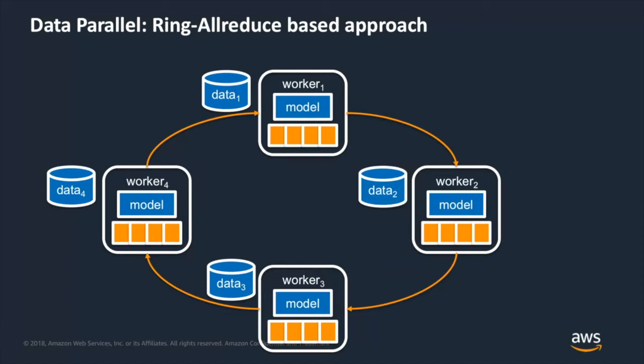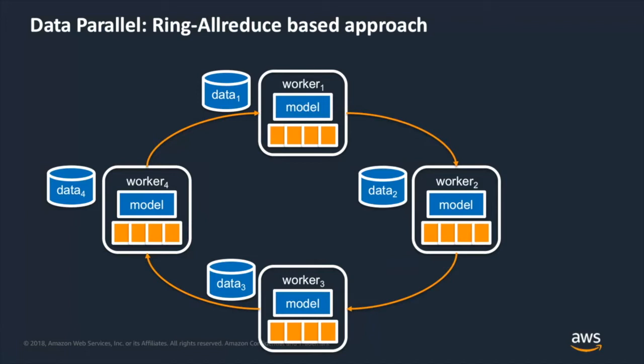So in this example, worker 1 will send one piece of data to worker 2, and worker 2 will send the second piece of data to worker 3. At the same time, while worker 1 sends the first piece of gradients to worker 2, worker 2 does the average on its own host. So you can see after 4 iterations, all the workers will get the same set of parameters, which is the average across all these gradients. So this is how the Ring-Allreduce based approach works.